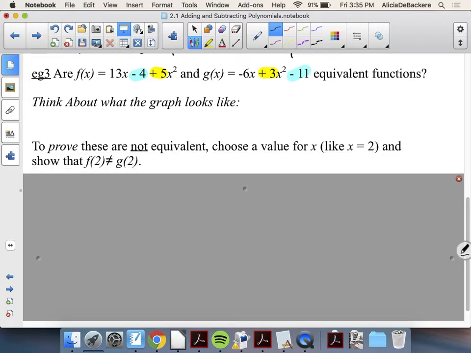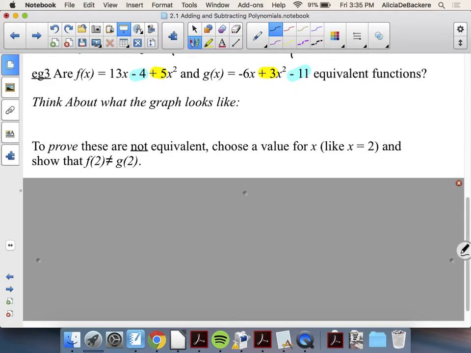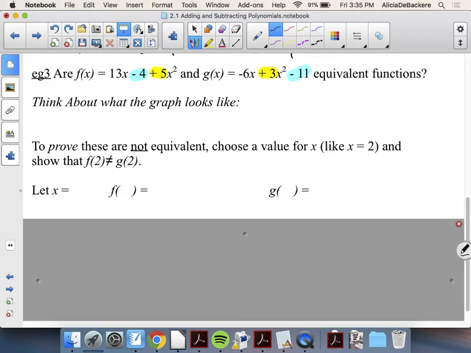Now all I have to do here is prove that there's a point where they don't cross. So I'm just going to pick one x value and prove that the two graphs have two different y values, and then that's all I have to do to prove that they're not in fact the same graph. So in my example, I said you could use x equals 2. You don't have to. You can pick any number.